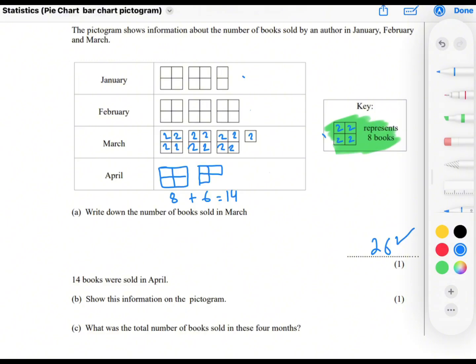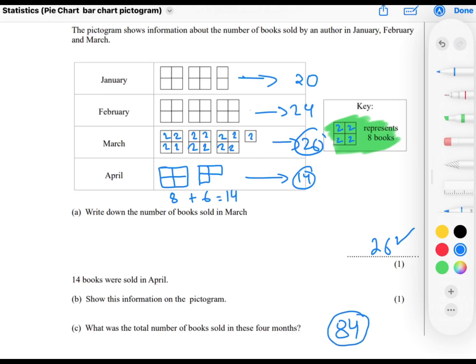Now part C: what was the total number of books sold in these 4 months? The total in April is 14. We know that this is basically 26. We have solved part A and part B. In this, 8 plus 8 is 16, plus 8 is 24 total, and this will become 8 plus 8 plus 4, so this will be 20. Now we need to add all the values. 20 plus 24 will be 44, 44 plus 26 will be 70, and then 14 added, so 84. So the answer of part C is 84.